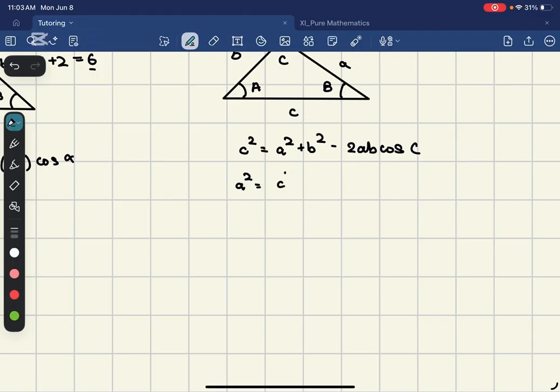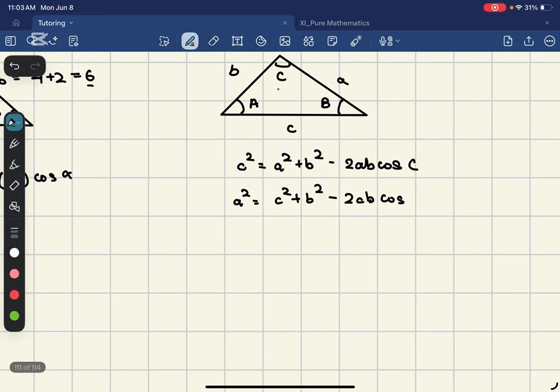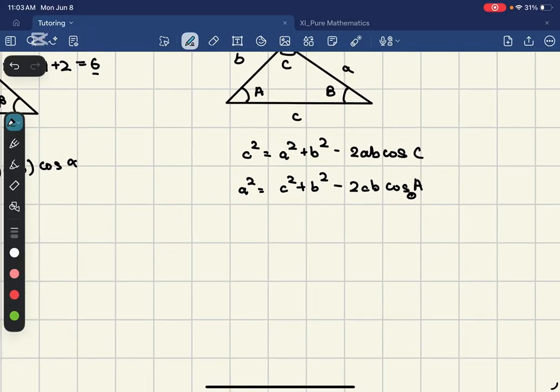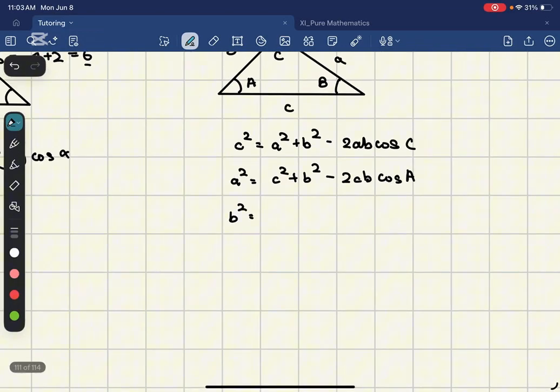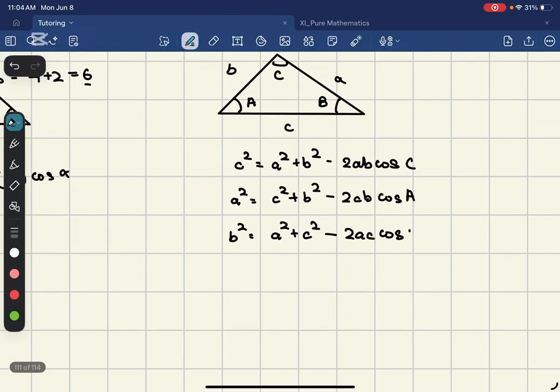A squared is C squared plus B squared minus 2CB cosine, and what is the angle opposite to A? It's cosine A, right? And it's the same. B squared, which is this side squared, is just A squared plus C squared minus 2AC cosine of B. So these are the 3 versions of the cosine rule that you may want to remember.